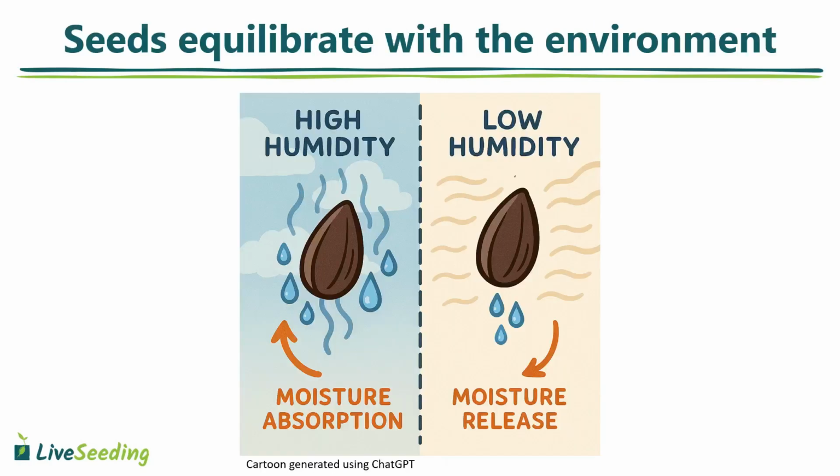Seeds are hygroscopic. They absorb moisture from humid air, and when brought to an environment with a lower relative humidity, they release moisture and dry. When stored long enough at a stable relative humidity, the seeds will equilibrate with that relative humidity. It is important to make your seeds dry and keep them dry.